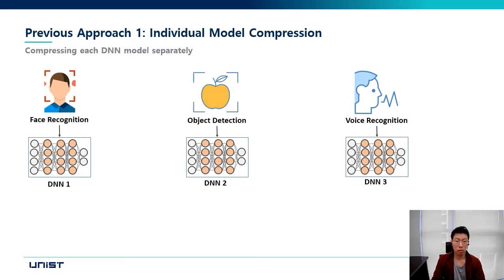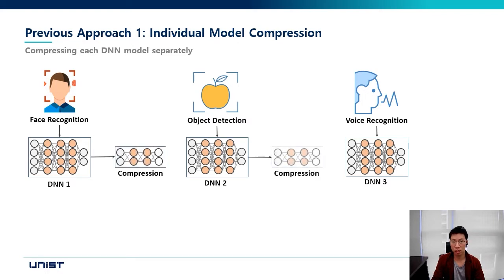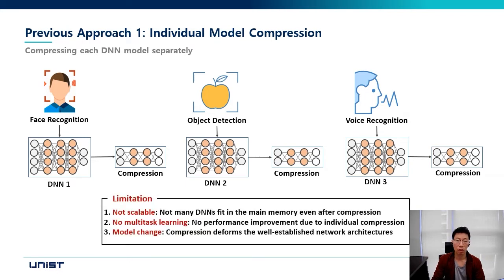There are some existing works that try to solve this problem, which enables multitask learning on a single device. The first approach is DNN model compression, which compresses individual DNN models into smaller sizes so that their total memory size can be reduced. Although this is the most popular approach to employ deep neural networks on embedded systems, it is not scalable since only a limited number of DNNs can fit into the main memory even after compression.